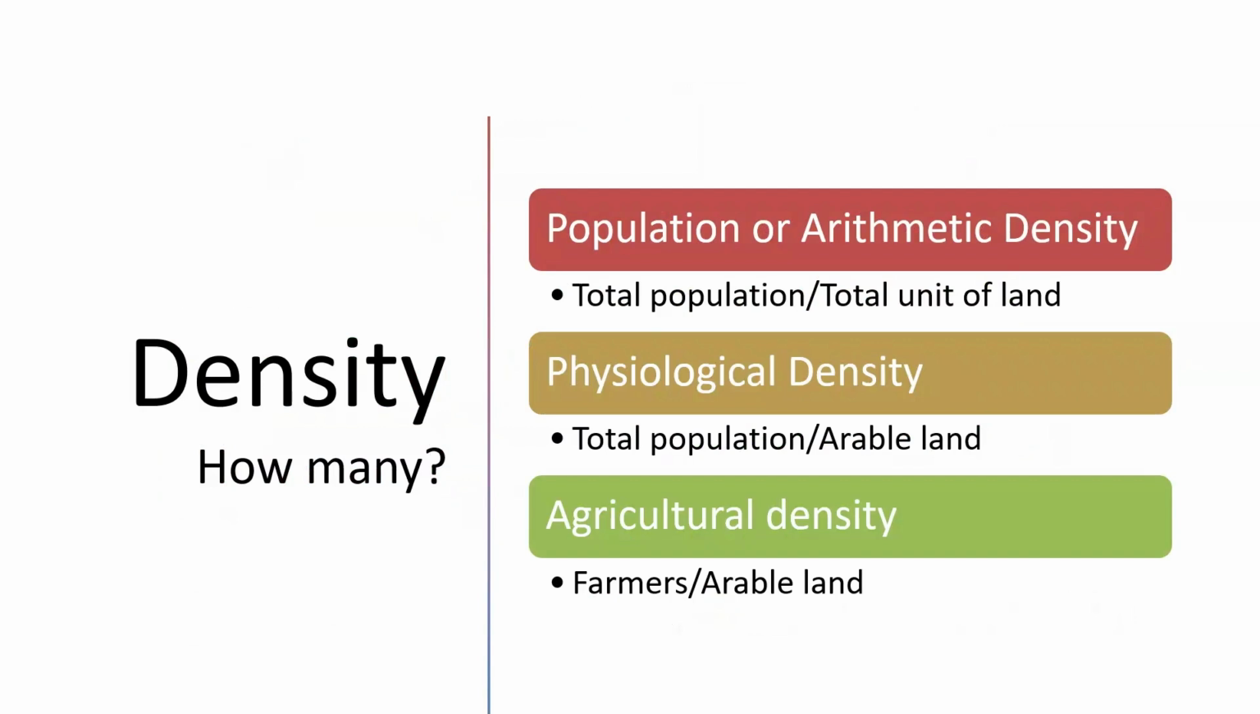We also have agricultural density. This is farmers for arable land. This is going to be a pretty good way for us to be able to tell how developed a place is. Here in the United States, we use a lot of technology and a lot of machinery in order to do our farming. So one farmer can do many, many thousands of acres of land, whereas people in less developed countries where they're using subsistence agriculture, it's very intensive. They're using lots of human and animal labor.